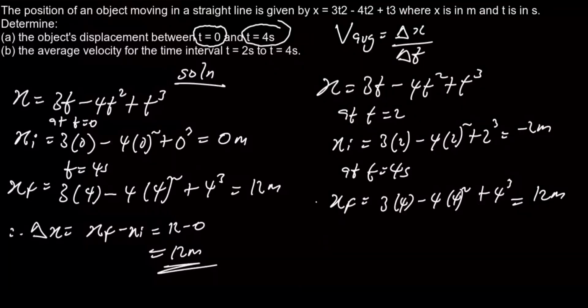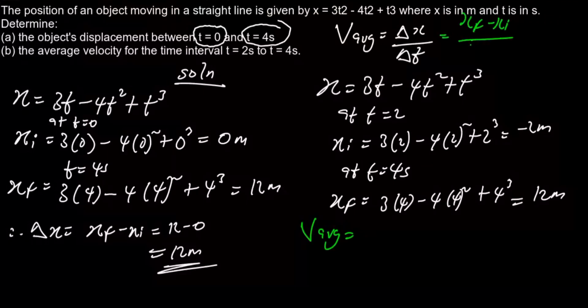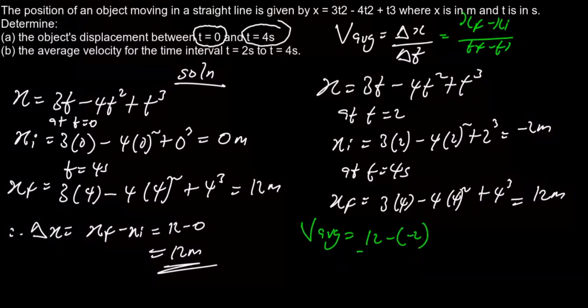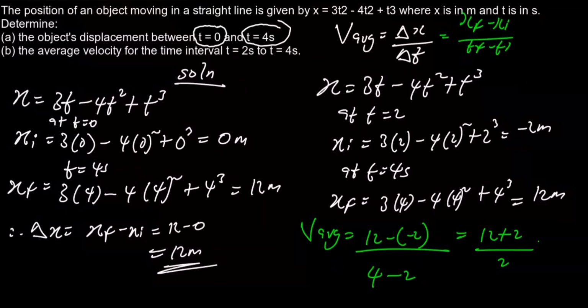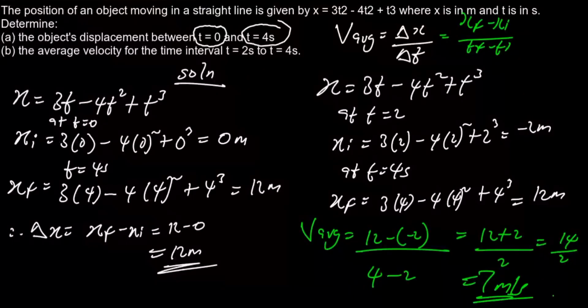Now, how do we get my average velocity? Take note that my average velocity is x final minus x initial over t final minus t initial. So this gives me 12 minus x initial, which is minus 2, over 4 minus 2. Minus times minus is plus, so that gives me 14 divided by 2, which is 7 meters per second. That is the average velocity, 7 meters per second. So that's that for the question.